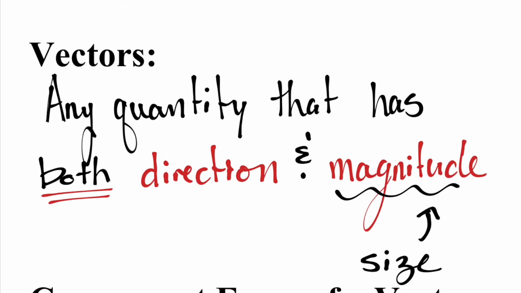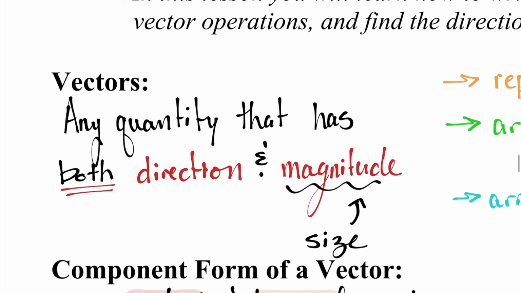I don't know. Anyways, so a vector is any quantity that has both direction and magnitude. Sometimes that magnitude is going to be size, sometimes it's a force that is being exerted, sometimes it is a speed that is happening. So there's a couple different options depending on the context of the problem.